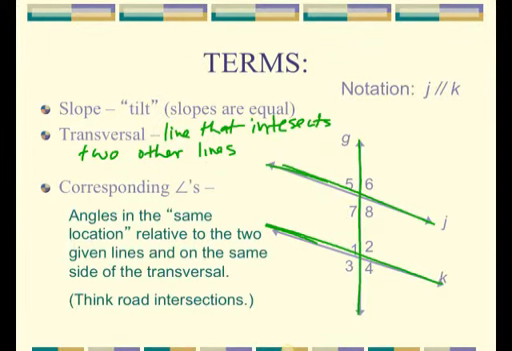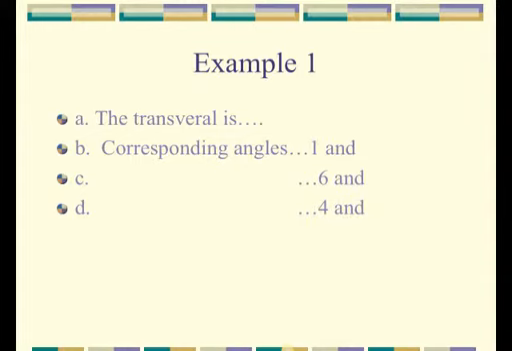And when we have that situation, like I just drew on the map with Coolio and the Village Mall, those are in the same location. So when we talk about corresponding angles now, we're talking about angles that are in the same location relative to the two given lines, which in this case are J and K, and they're on the same side of the transversal. So in this case, if you look at number 1 now on your paper, which line there is the transversal based on what we just talked about? Okay, so the one that's cutting through the other two is G.